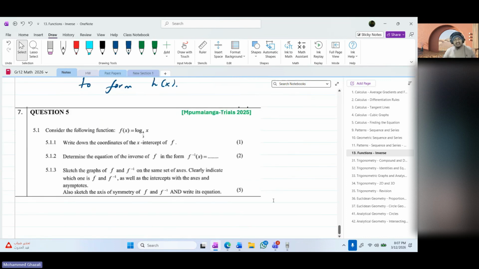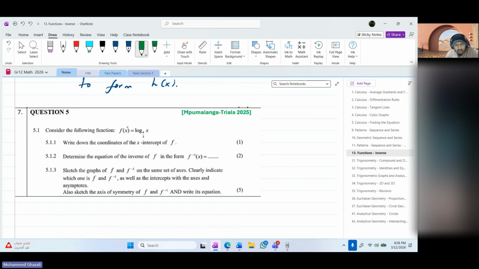Whoa, see what they got done. Log x base 4 over 3. Write down the coordinates of the x-intercepts of f. How are we going to find the x-intercept of f? This is the function f, right? So obviously, the inverse of this log function will be exponential. But write down the coordinates of the x-intercept of f.